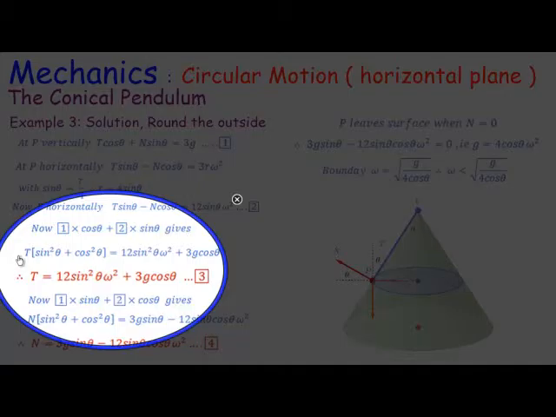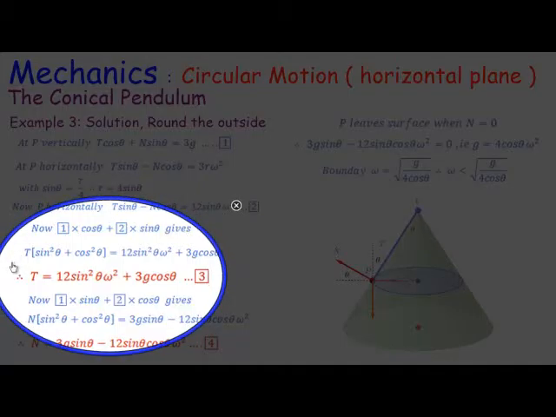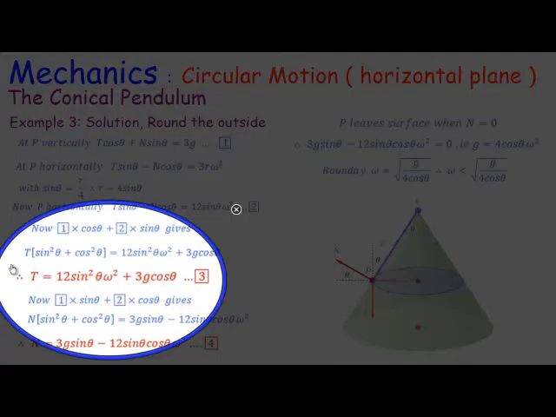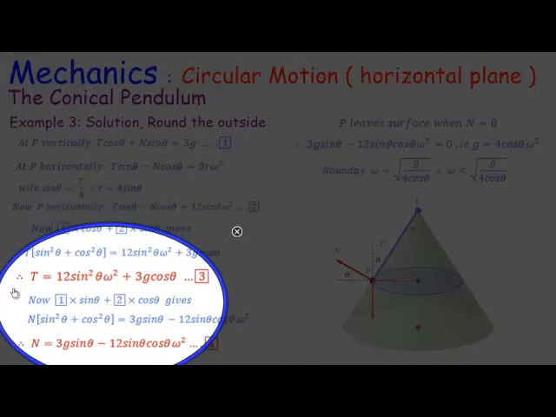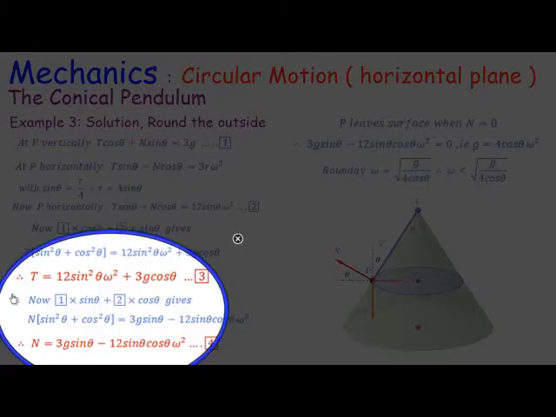Omega, we don't know what it is at the moment, but we're assuming it's less than the optimal or escape omega, if you like to think of it like that. Now if we do the other one, we get 1 by sine and 2 by cos. We can eliminate T and solve for N, and we end up getting N equals 3g sine theta minus 12 sine theta cos theta omega squared. Some people combine that into the 2 theta results, but that's all right.